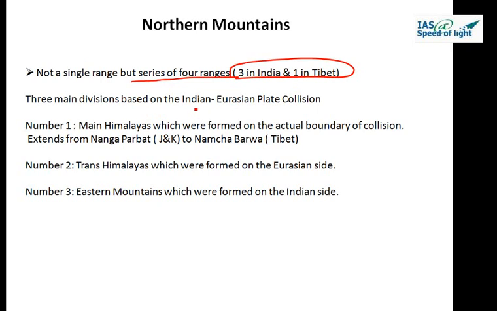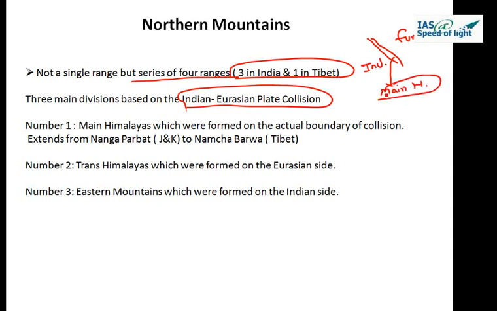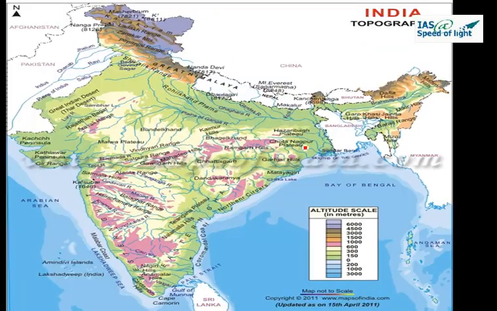Three main divisions which are based on the Indian-Eurasian plate collision. We know that all these mountains were formed because of the collision of the Indian and Eurasian plates. So number one, the main Himalayas, which are formed on the actual boundary of collision. Suppose this is the Indian plate and this is the Eurasian plate, and if they collide, the mountains formed on the boundary we call the main Himalayas. The extent is from Nanga Parbat in Jammu Kashmir to Namcha Barwa in Tibet. You can see in this figure, this is Nanga Parbat and this is Namcha Barwa.